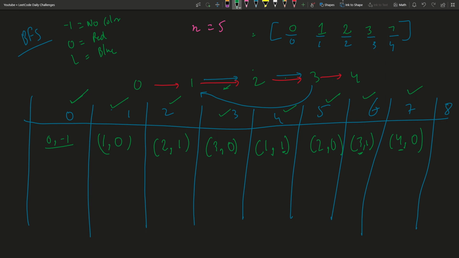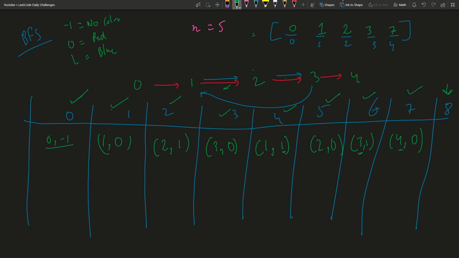We can say here the answer is going to be, and we have to find out all the adjacent nodes which are connected to 4 which have the color blue, right? There is no node present with 4, so we can say we are not going to insert anything in our queue. We'll come up with the next level, that is level 8.